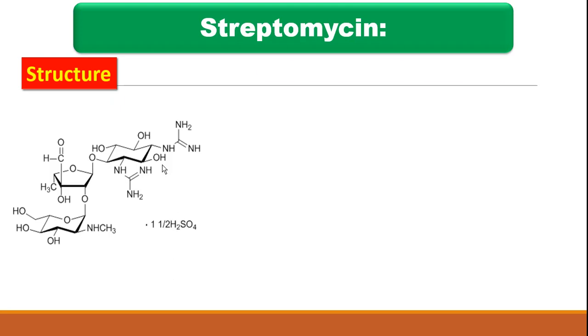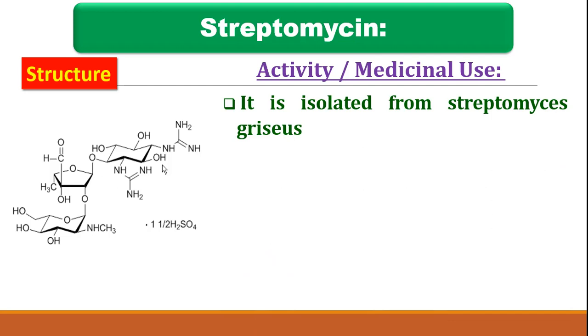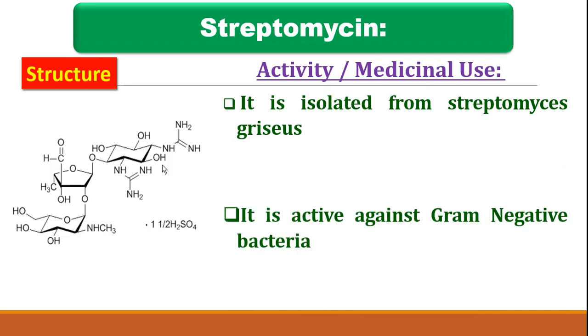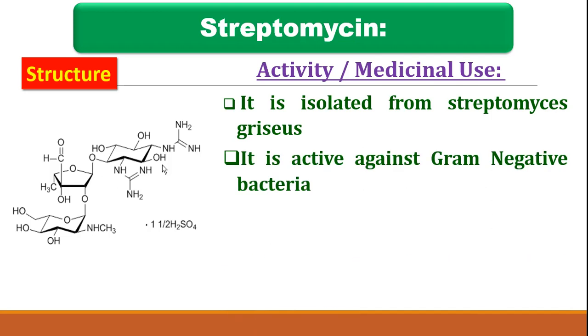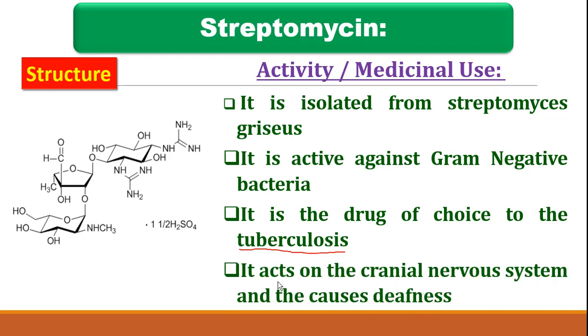So friends, what is the medicinal use of this compound streptomycin? Why are we calling it streptomycin? Because this compound is isolated from Streptomyces griseus. It is active against gram negative bacteria. It is generally used for tuberculosis. The main choice of this drug is TB, to treat TB diseases. The side effect of this compound is that it directly acts on the cranial nervous system and causes deafness. So friends, that is about the structure of streptomycin.